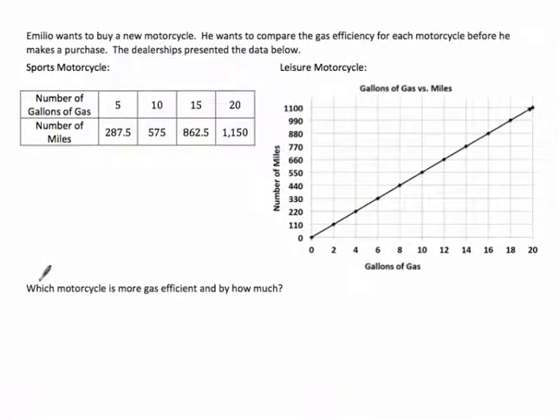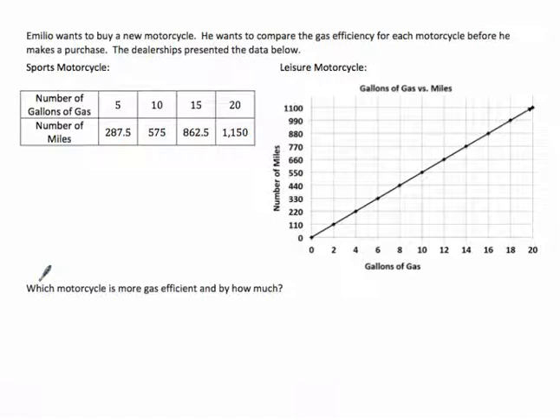The second problem we'll go through pretty quickly. Emilio wants to buy a new motorcycle. He wants to compare the gas efficiency for each motorcycle before he makes a purchase. The dealerships presented the data below. The sports motorcycle shows number of gallons of gas, 5, 10, 15, 20, and the number of miles you can go. And on the right side we have a leisure motorcycle, and it's showing the same information in the table. It says which motorcycle is more gas efficient and by how much.